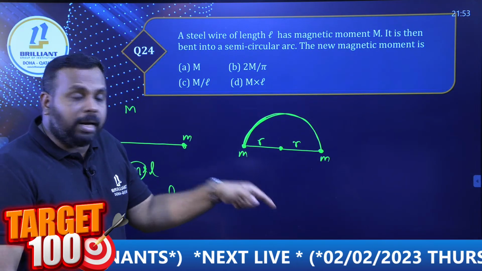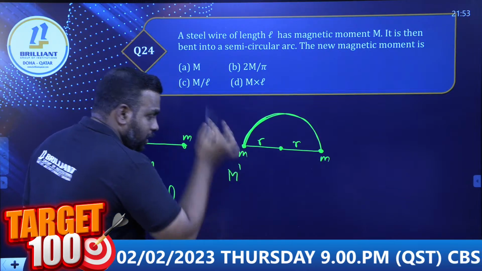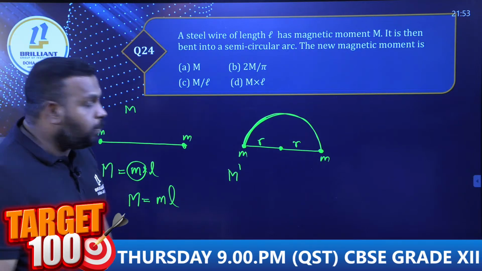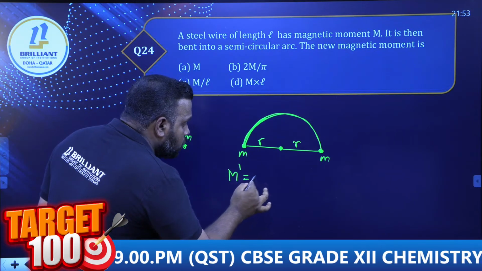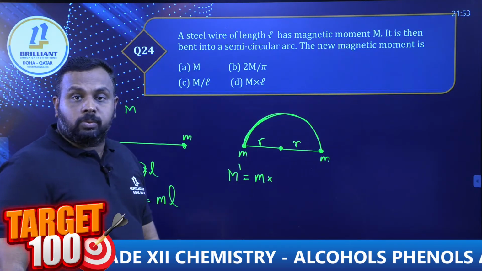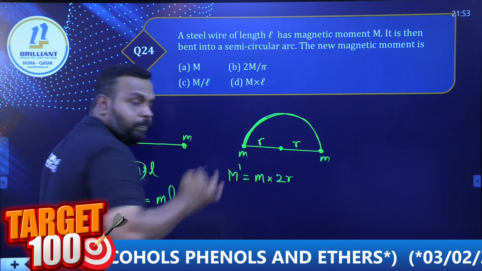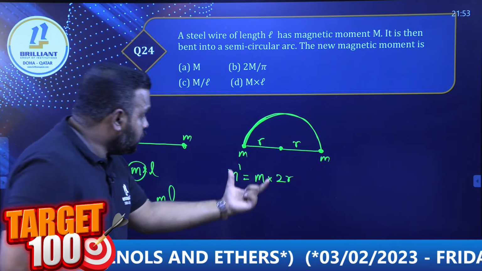2r. So the new magnetic dipole moment, if I am taking it as M dash, will be pole strength m into what? The distance between the two poles. What is the distance between the two poles? R plus R, which is 2r. Okay, this is the new magnetic moment.